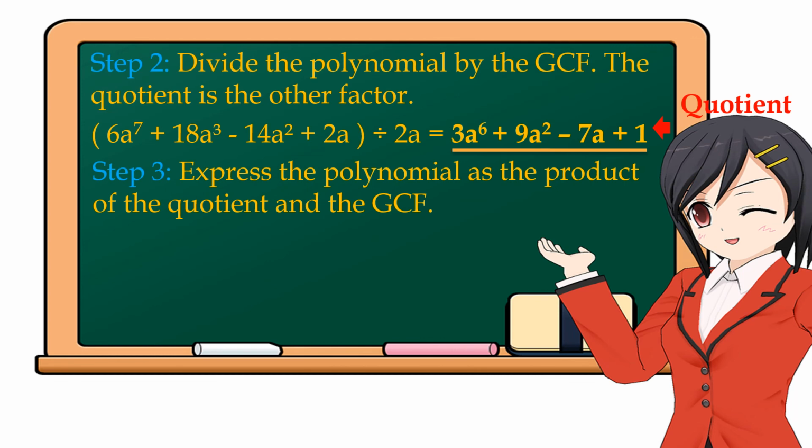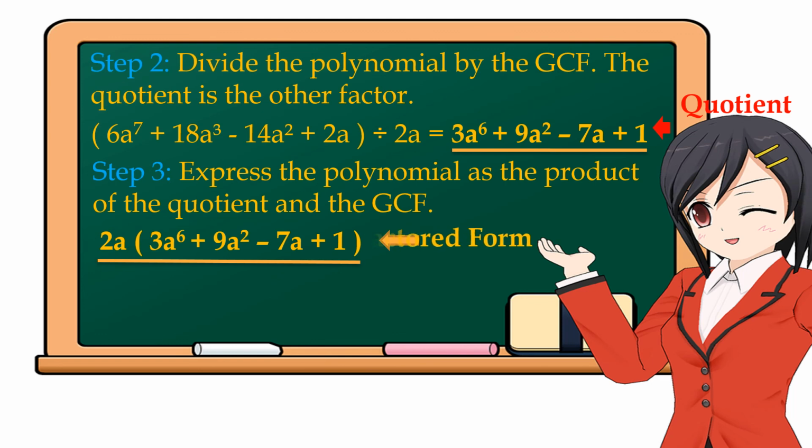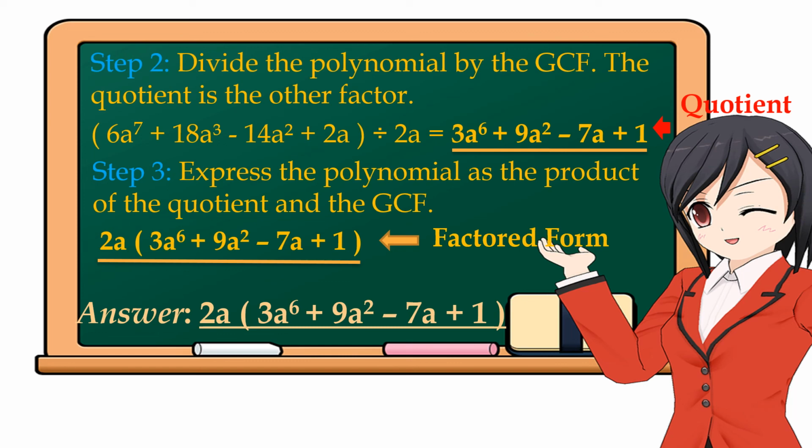Step number 3, express the polynomial as the product of the quotient and the GCF. So we have the GCF, which is 2a, and we have the quotient, which is 3a raised to the 6 plus 9a squared minus 7a plus 1. So it could be written as 2a times the quantity 3a raised to the 6 plus 9a squared minus 7a plus 1. So this is the factored form of the given polynomial. So our answer is 2a times the quantity 3a raised to the 6 plus 9a squared minus 7a plus 1.